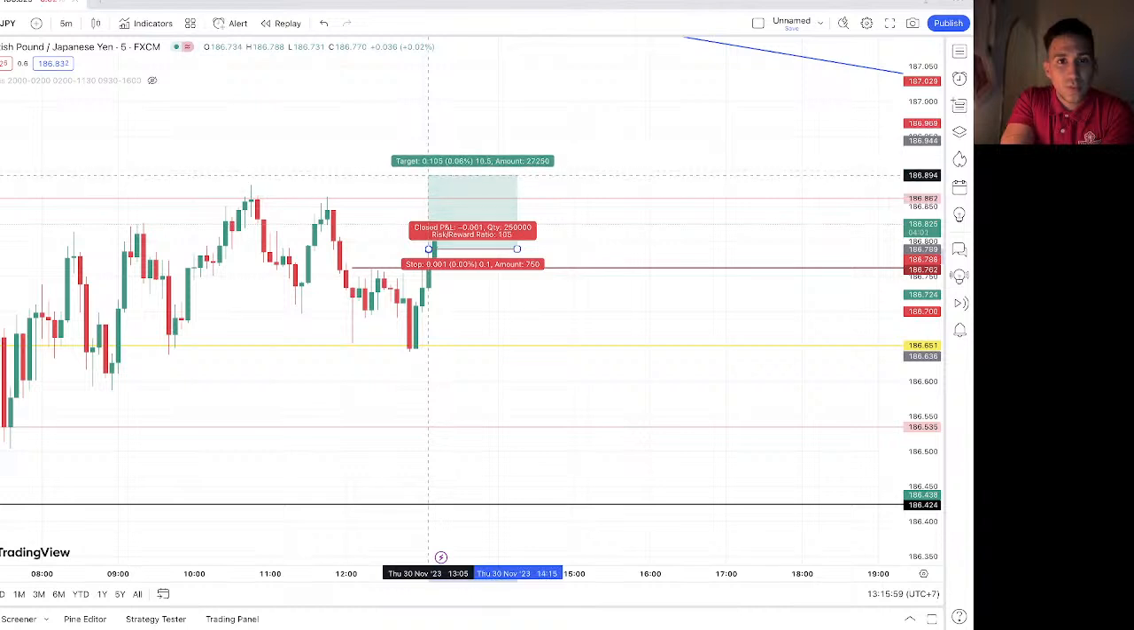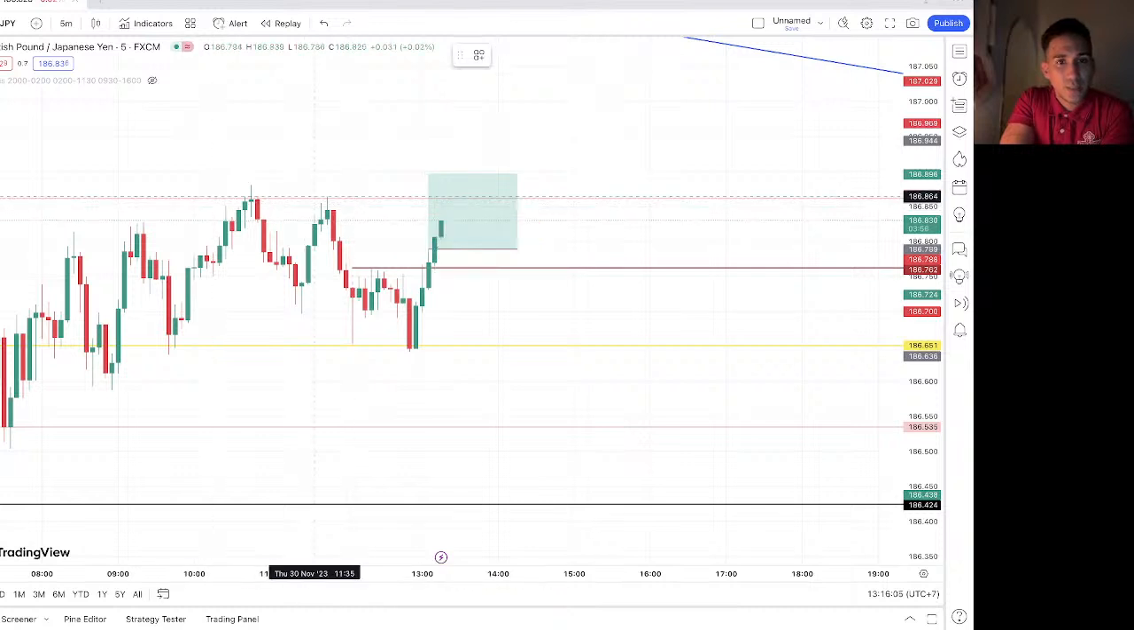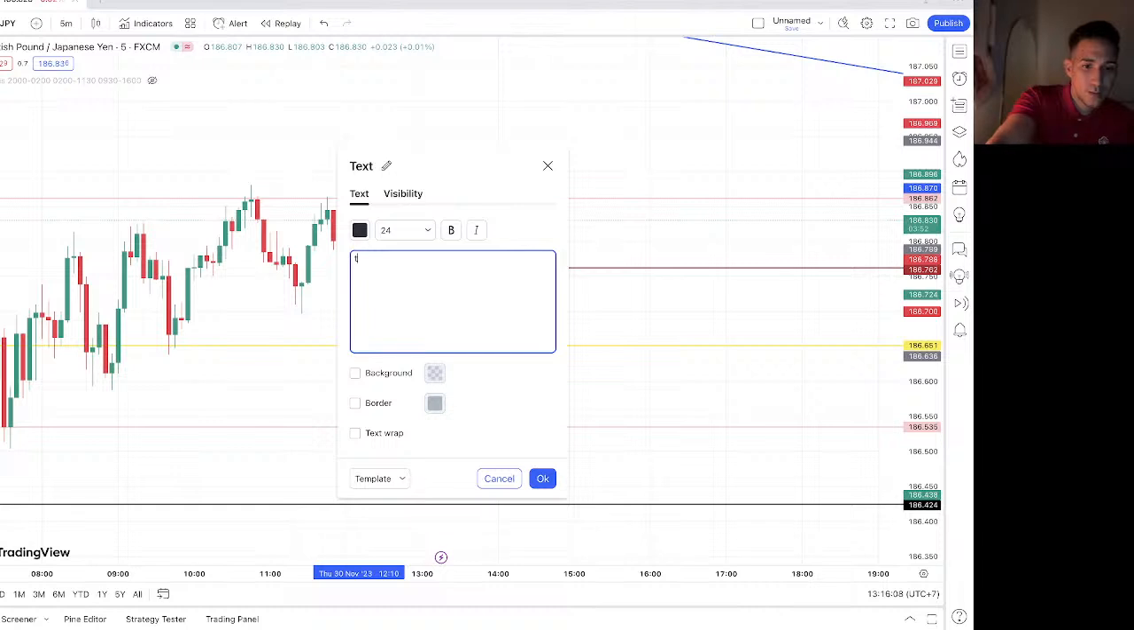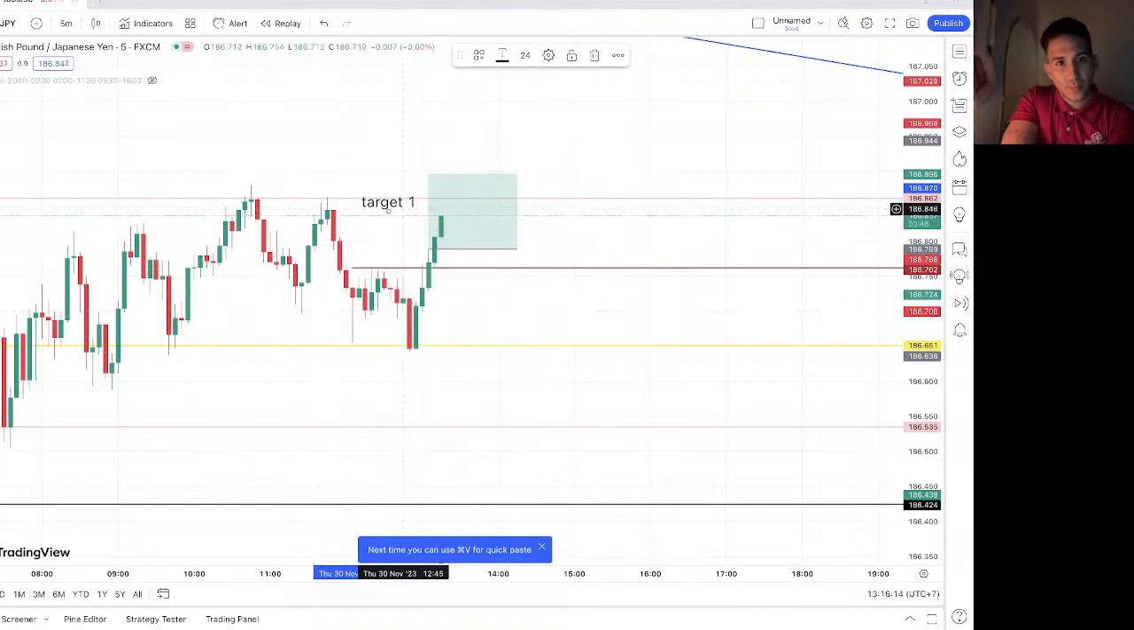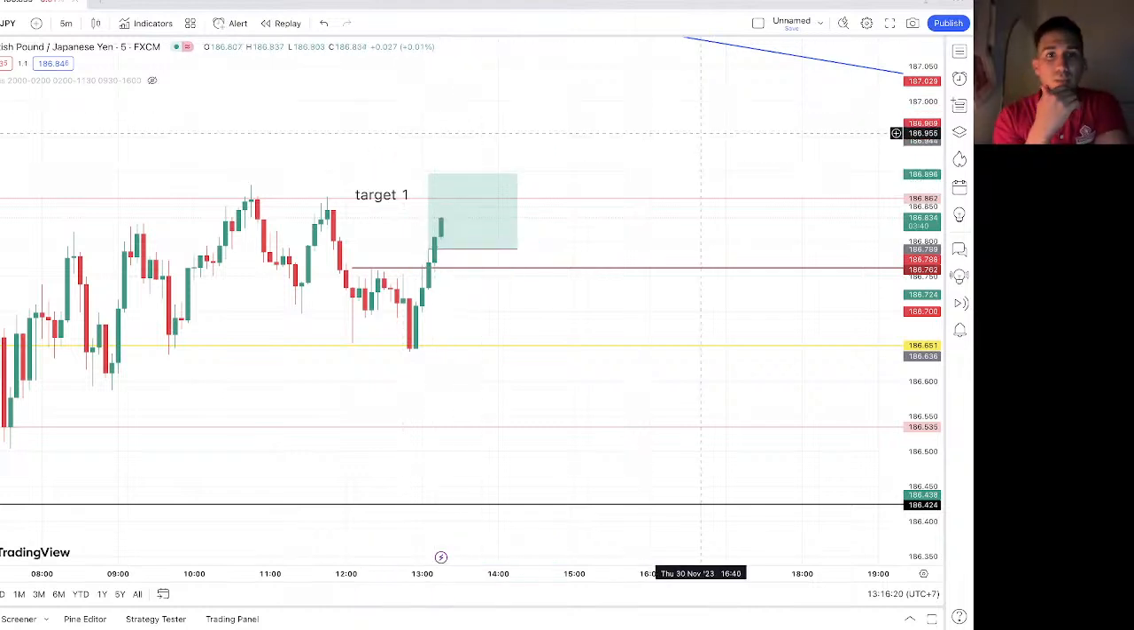We could go into this area, so I put this as the first target. So yeah, first target here, then we continue up until the push stops. So here we go, easy trade. Still small, but at least we don't have any pullback.